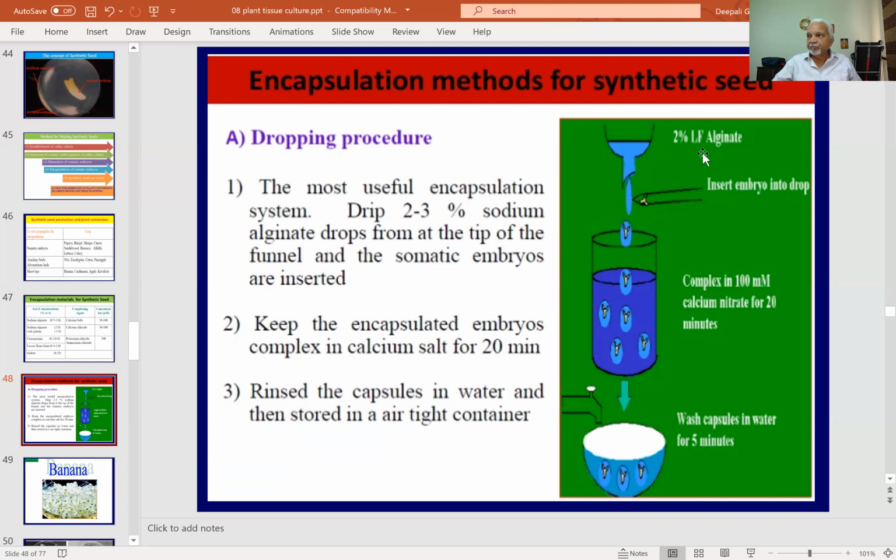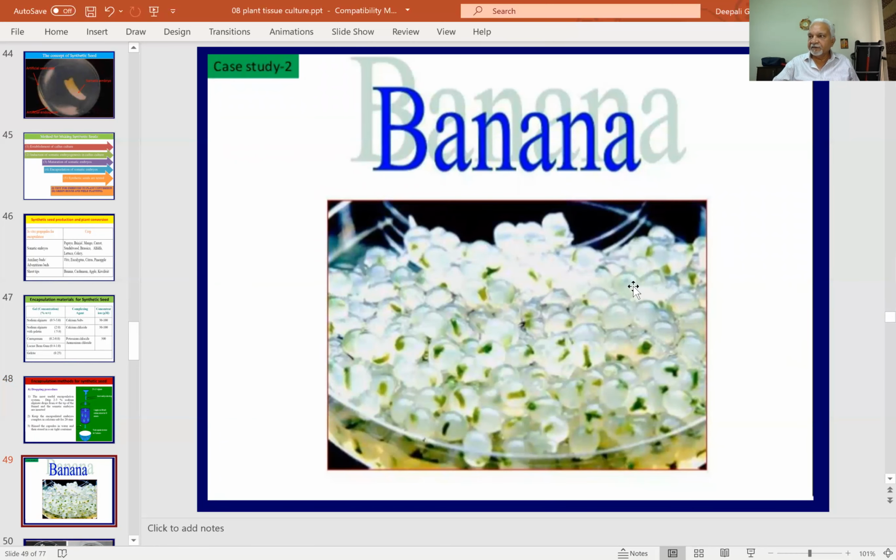This is the droplet method. You have the gelling material here, passing through this funnel, and you insert the somatic embryos here, and then it is complexed here, and then these are washed. It is a simple method of coating the gelling material around the somatic embryos, and they look like pearls. This is in banana actually. The green dots you see are the somatic embryos, and the white is the gel material.